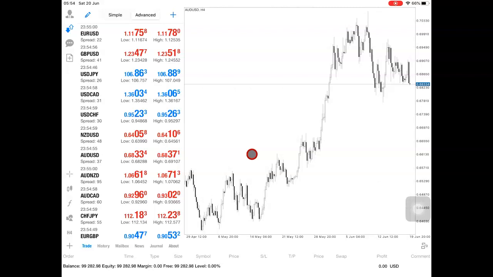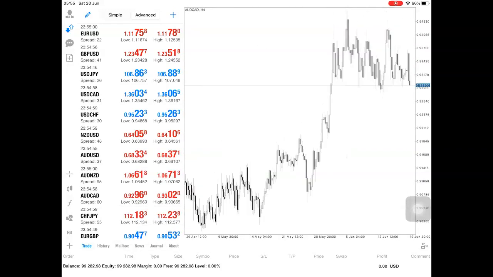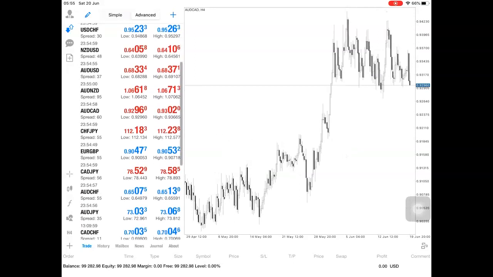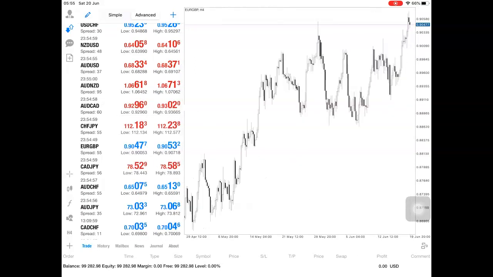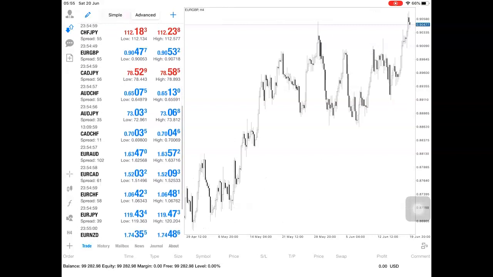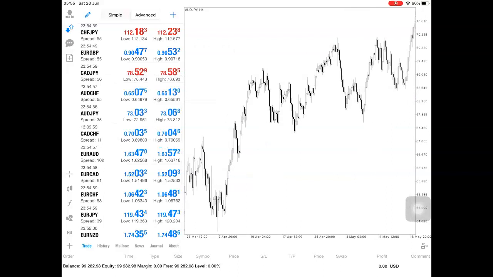Last one. This is AUD USD. Let me check AUD NZD. AUD CAD. Okay, I need to look for one for a sideways market. AUD JPY. Awesome. This is awesome.